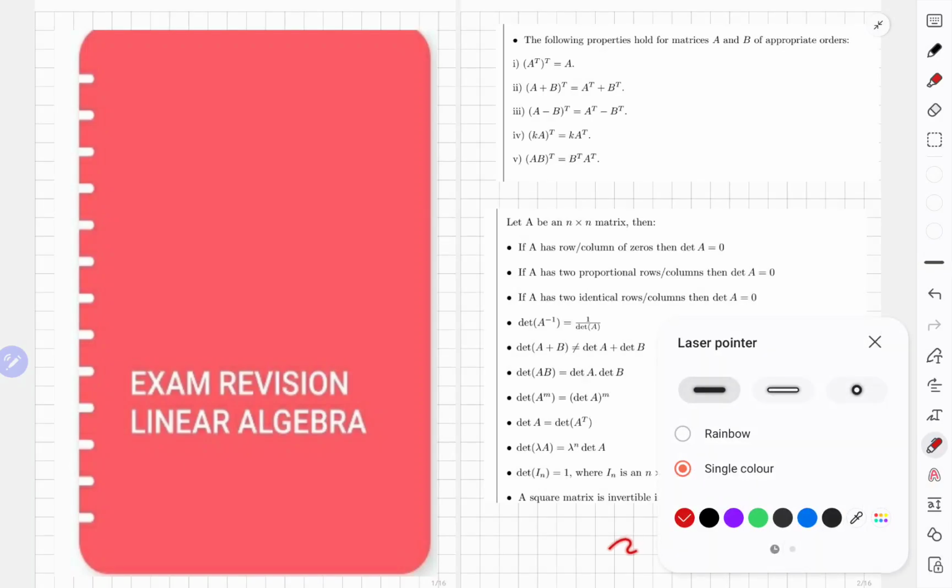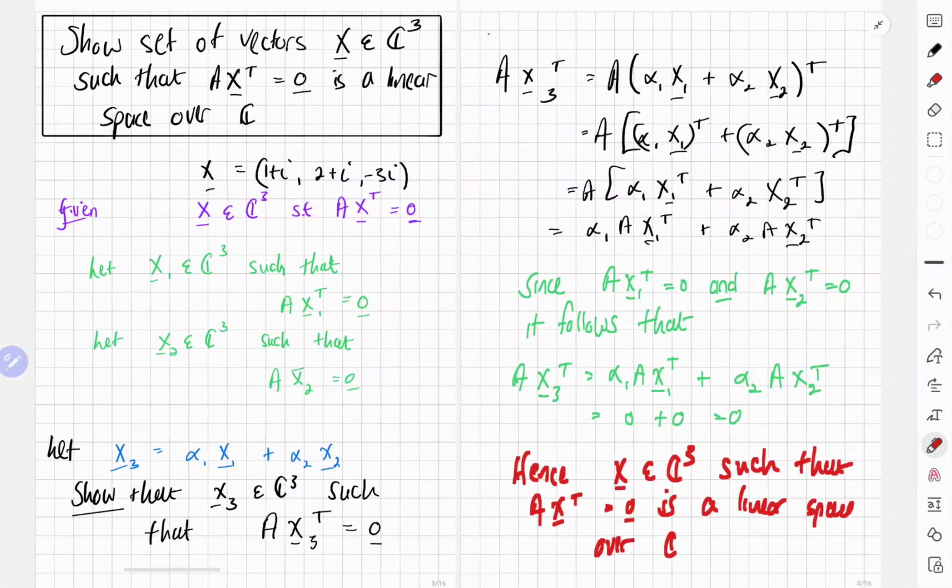We are doing exam revision of linear algebra, and in particular, in our first question, we're going to show that a set of vectors with a specific property is a linear space. Now, recall from my video on linear algebra and specific linear spaces, they will give you the set of vectors in a certain space, but with a certain property, and then you have to show that that set is a linear space over the complex system.